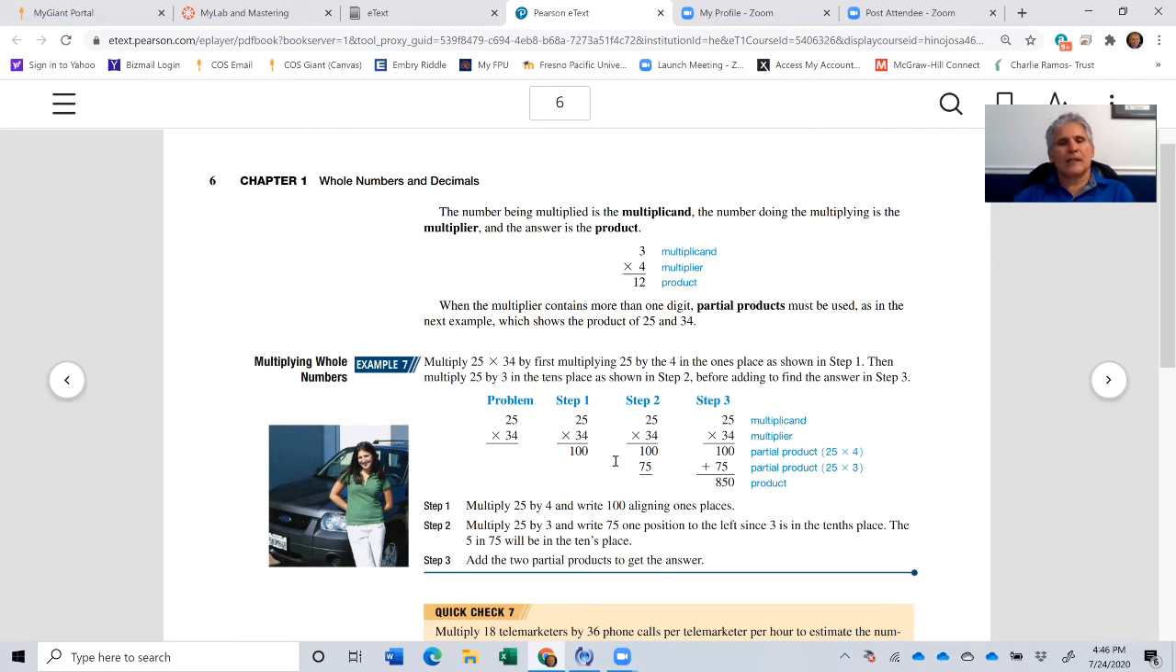Bingo, we've done that. And now what we're going to take is 25. You think of this as 3, but really this is 30. This is 30 because we've already taken care of the 4. It's 25 times 30.